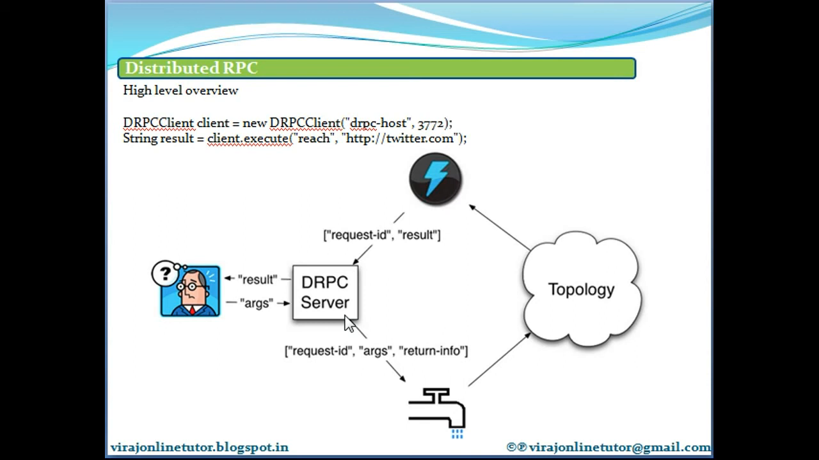From the client's perspective, a distributed RPC call looks just like a regular RPC call. For example, here is how a client will compute the results of a function named reach with argument this. So the distributed RPC workflow looks like this.